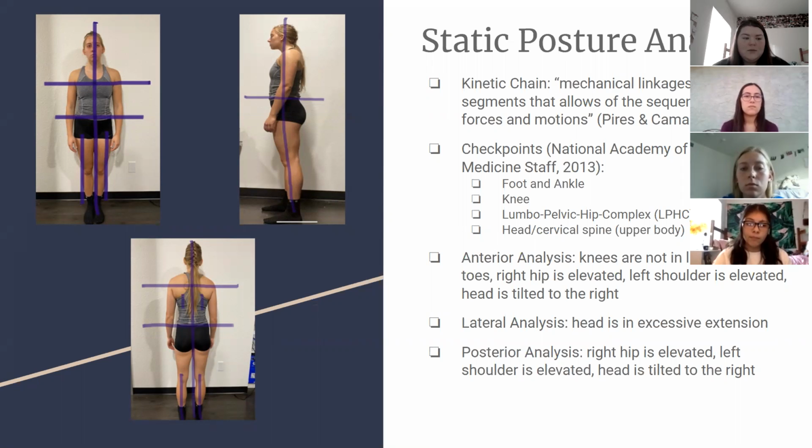And then in the images that we see here for the static posture, in the anterior view, we can see that the knees are not in line with the toes. The right hip is elevated, the left shoulder is elevated, and the head is tilted to the right. And then in the lateral view we see that the head is in excessive extension. And then also in the posterior view, similar to the anterior view, we see that the right hip is elevated, the left shoulder is elevated, and the head is tilted to the right.